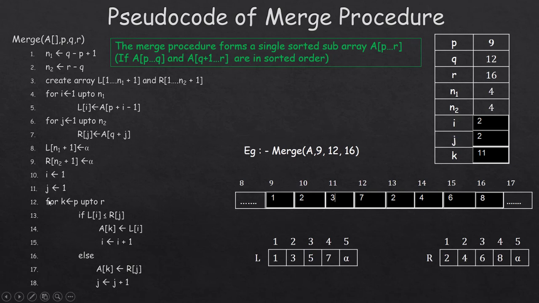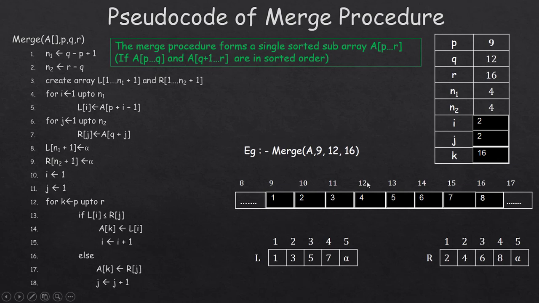Now I hope you understood the purpose of this for loop. That means from line number 12 to 18 we are going to merge this left subarray and right subarray into a single sequence. So in the end k value will become 16 and this entire sequence will contain sorted values: 1, 2, 3, 4, 5, 6, 7 and 8.